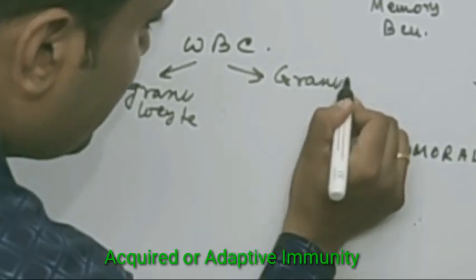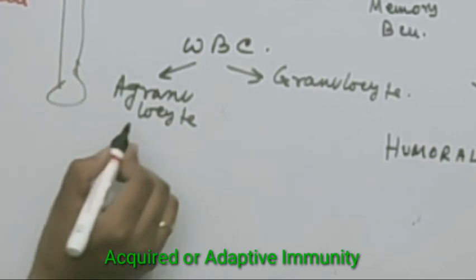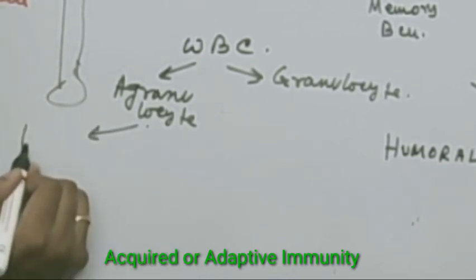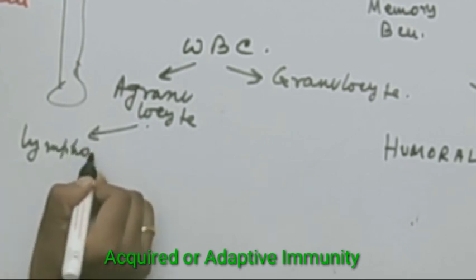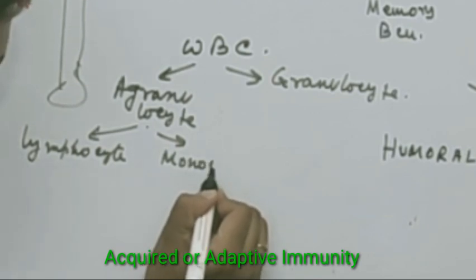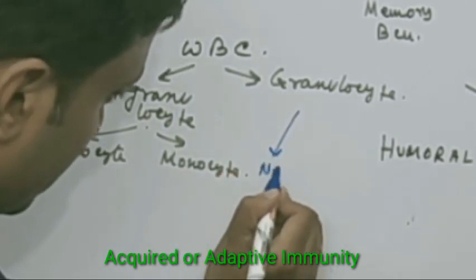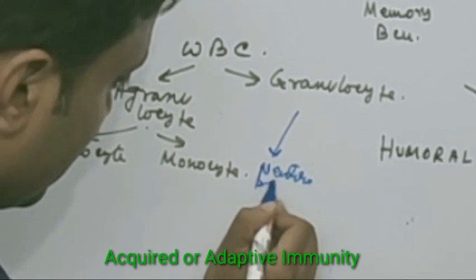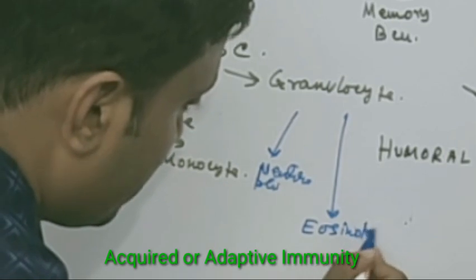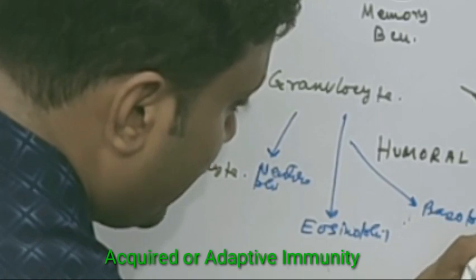Okay, and in the immunological system, whenever you read about it, this is actually very important. The agranulocytes are of two types: the lymphocyte and monocyte. And granulocytes are of three types: neutrophil, eosinophil, and basophil.